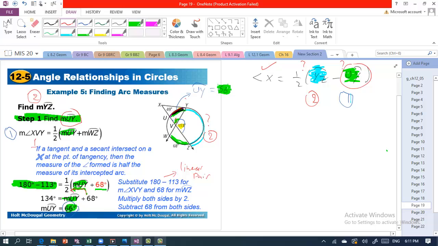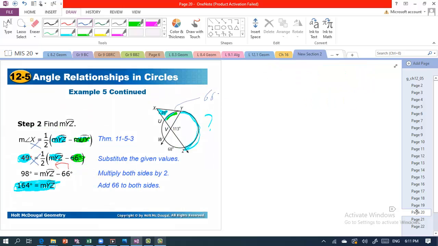And for number 2 here, first we have found number 1. Angle 1 was here. Now from 1 we can find 2 by using the external angle. The external angle x is equal to half of the difference of YZ minus UY. We have found UY is 66, and we have the angle 49. Now we can implement the external angle rule: half of the difference of YZ, arc 2, the requirement, minus UY, we found the 66, and we can find it here in this slide.